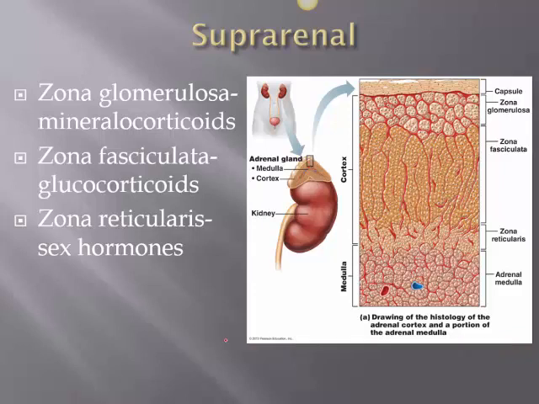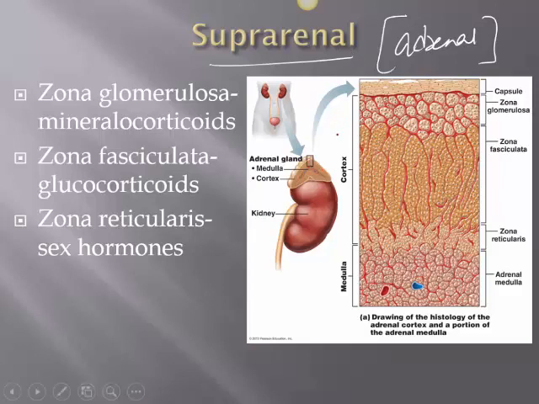Next gland, suprarenal gland. You will see in many books it's given as adrenal. It's the same thing. A better name is really suprarenal because it's lying on top of the kidneys. Kidneys are called renes or renal. So since it lies on top, suprarenal is a better term.